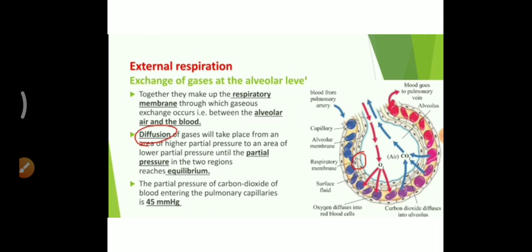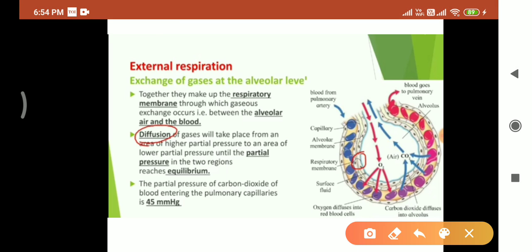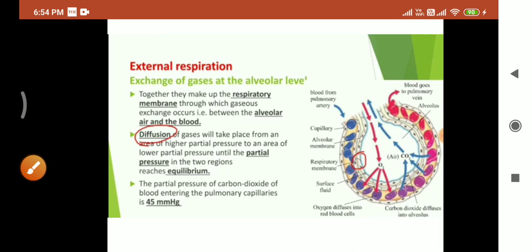So let's move on to the next one. The next point is important: together they make up the respiratory membrane. What is the respiratory membrane? In this picture, you can see this is the respiratory membrane. What is the function of this respiratory membrane? This is the only membrane that works for gas exchange. It is made up of the alveolar membrane and the blood capillary membrane. Both get together to make the respiratory membrane, right?